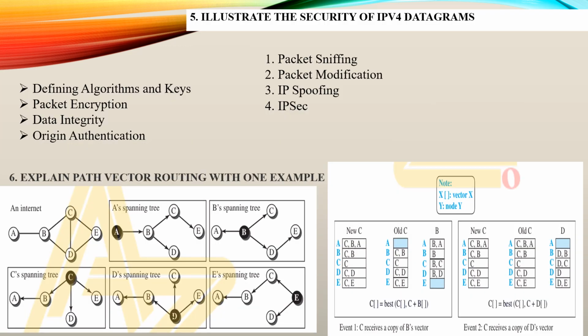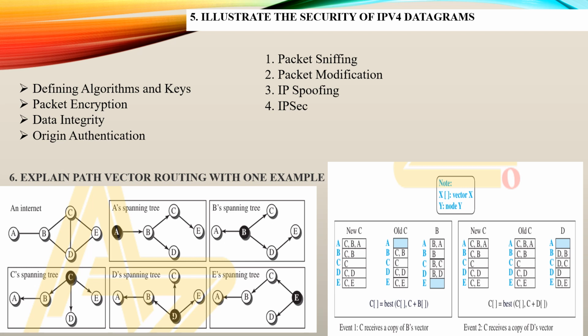And moving on to the next question: illustrate the security of IPv4 datagrams. So these are the security issues that you can see: packet sniffing, packet modification, IP spoofing and IPsec. So these are the things that happen, so you have to provide security for the datagrams that are transmitted from one end to the other end.